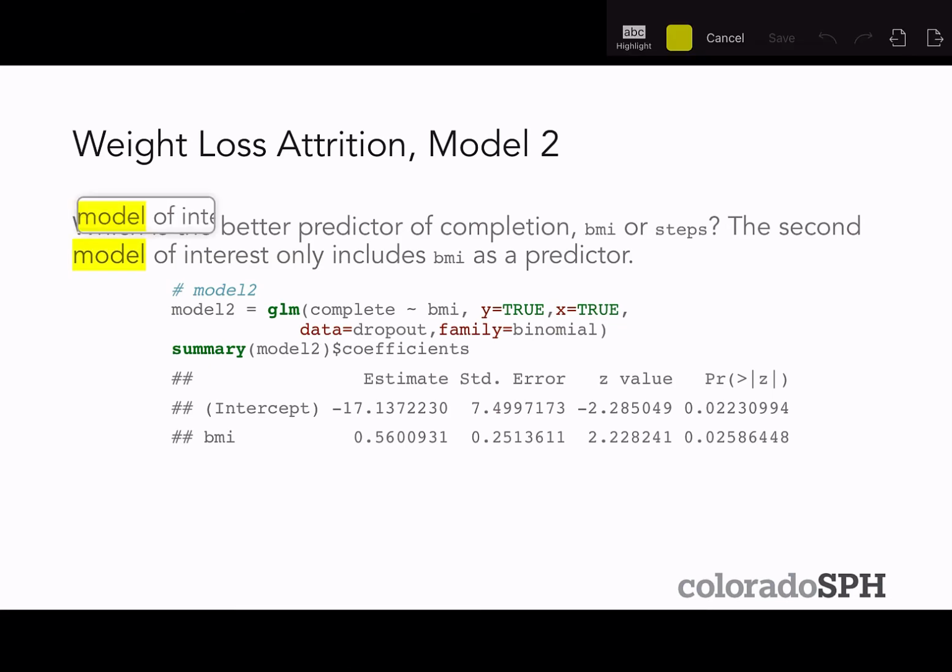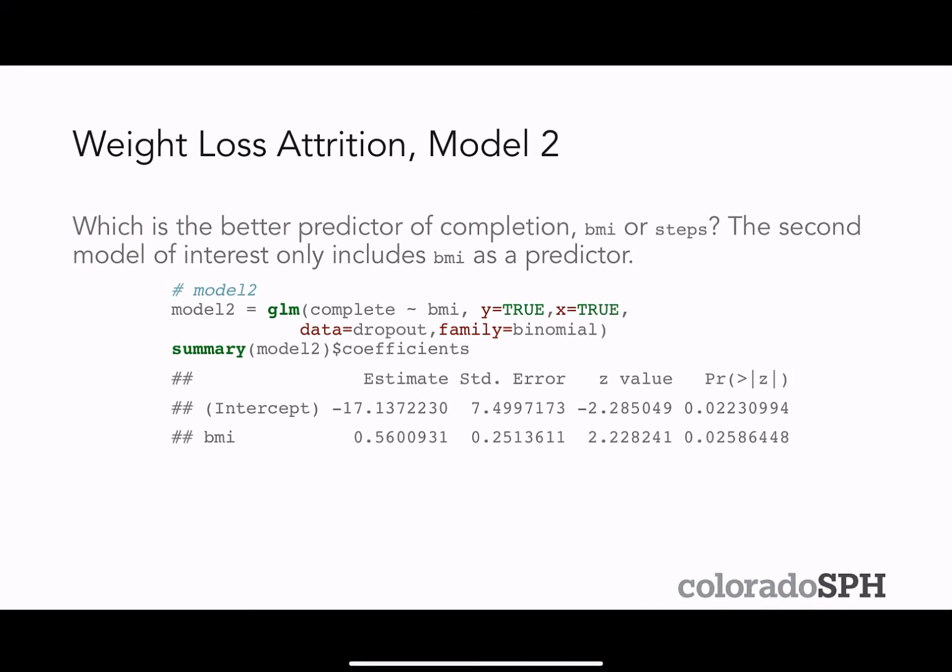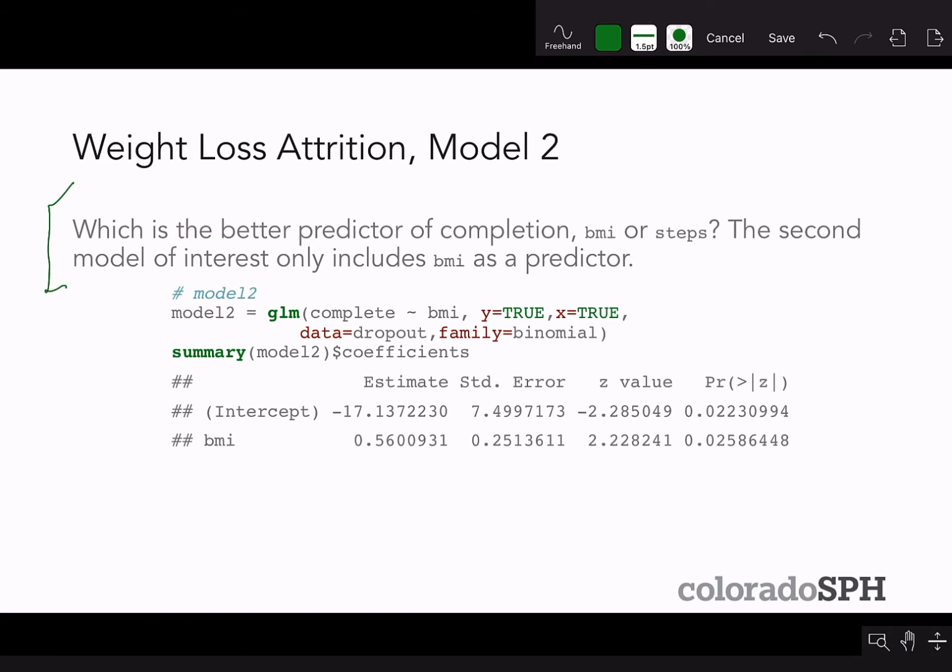So we're going to also look at another model, because we're interested in this question of whether BMI or steps are a better predictor of completion. In the second model of interest, we're only including BMI as a predictor. So we're going to run that model. We're going to call it Model 2. You can calculate coefficients. The p-value for BMI is still significant.